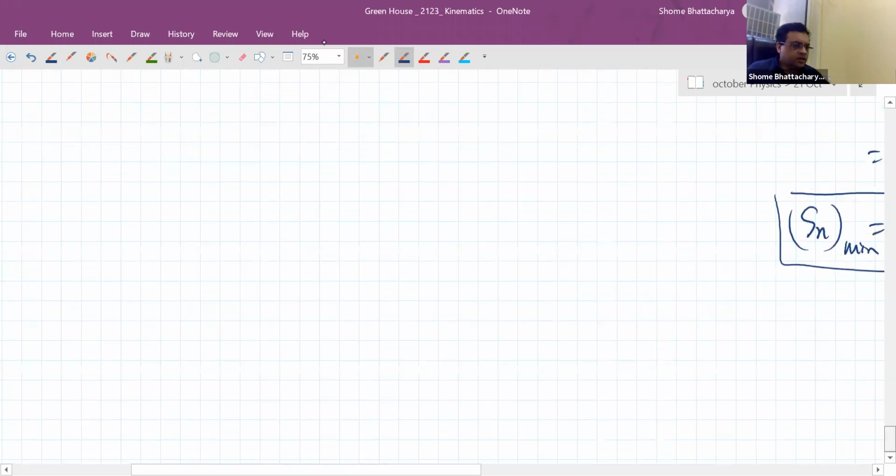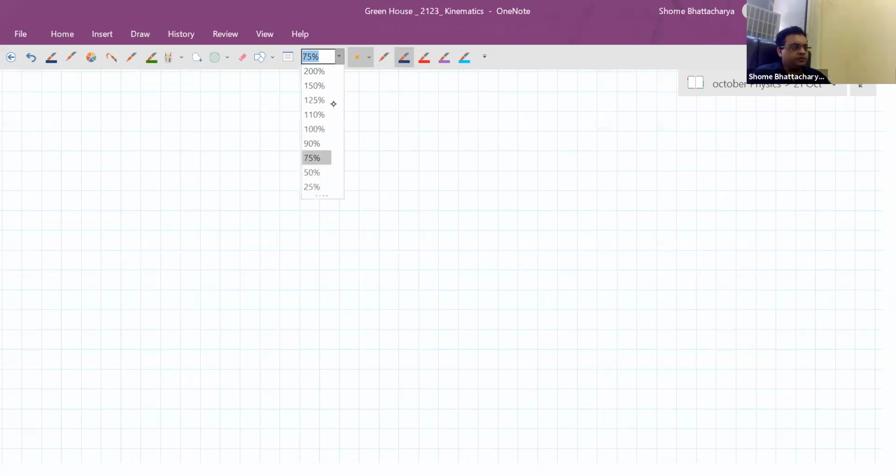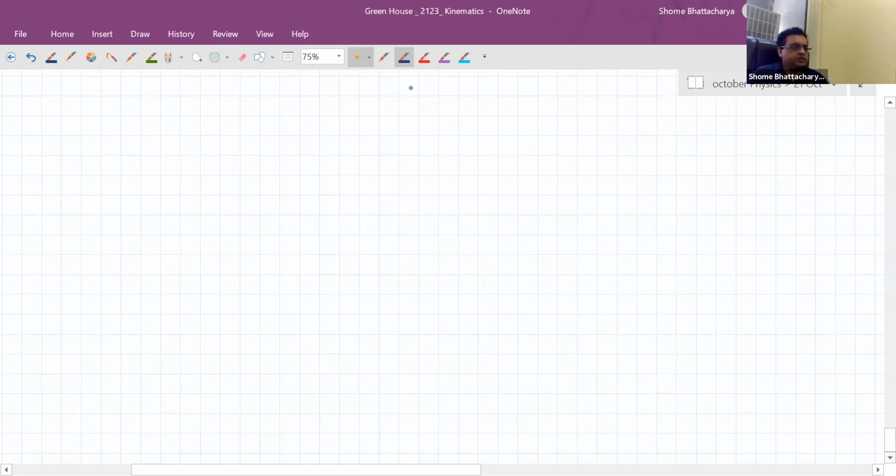Okay, so this is, as I was saying, one important type of application of relative motion. Now we will see the next type of application where we also have the concept of relative motion. Its application when we throw a projectile from a moving object. Okay, so those type of examples.